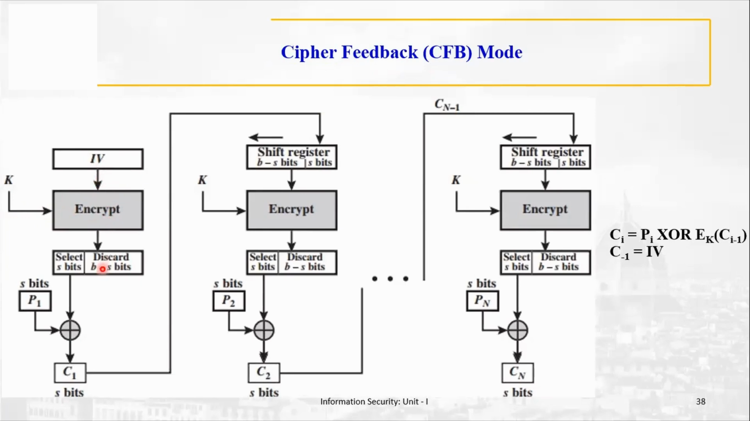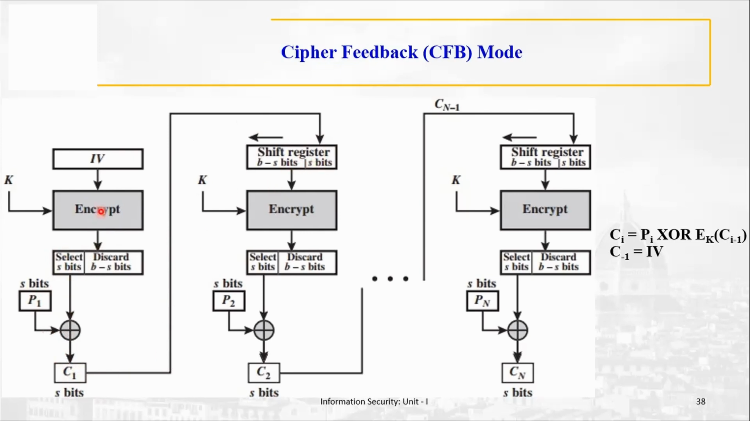Then the plain text block will be XORed with some bits of this encrypted text. So if you have, let's say, 5 bits of a block from the plain text, you select 5 bits from the encrypted text and then XOR it with the plain text. Whatever ciphertext you create will be used as the input for the next round, so those 5 bits will be shifted over here.